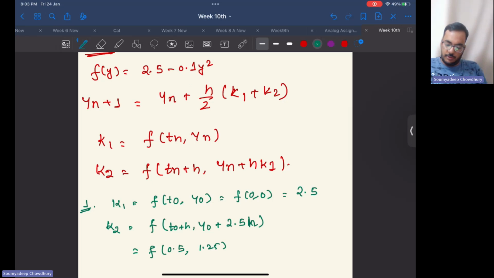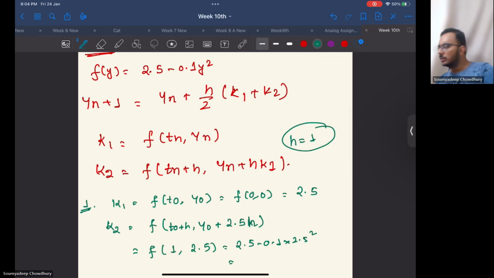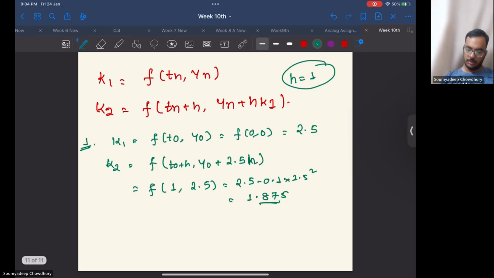h into k1, right? Okay, h we are taking as 1. That's right, h equals 1. Let us take that. So if we substitute this, it is 2.5 minus 0.1 into 2.5, and k2 will be 1.875. k1, k2 we know. So now we can find out y of 1.